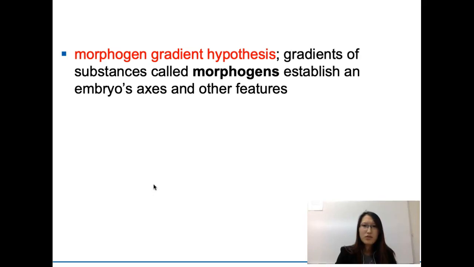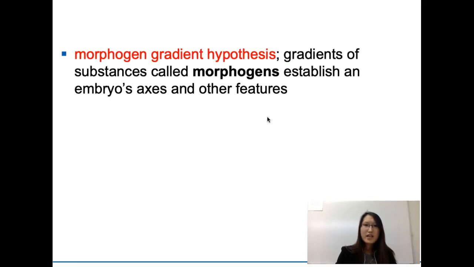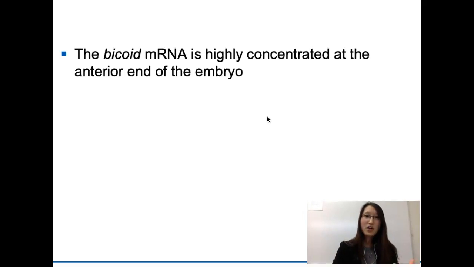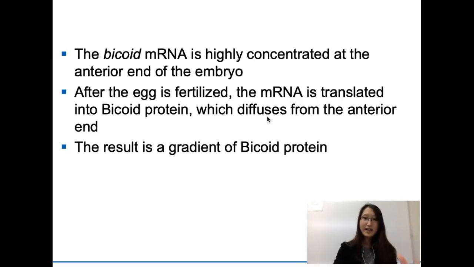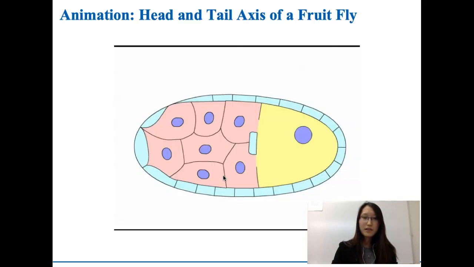Okay, so let's see. You would call this a maternal effect gene, right, which comes from the mother, and it has an uneven distribution inside the original egg. But then, as the embryo develops, it's also going to affect the entire embryo. So how does that actually look? Should be on the next page.